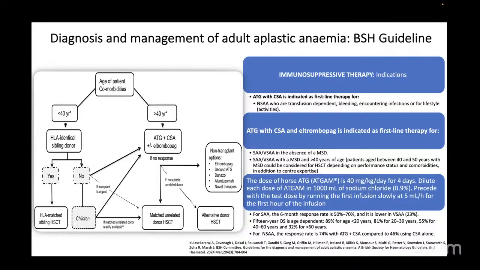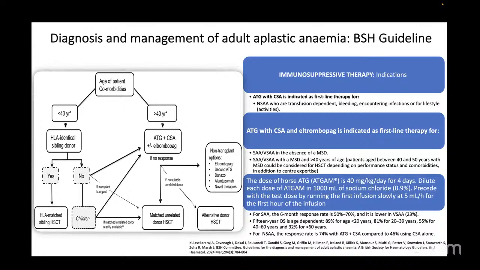The dose of ATGAM, or the horse ATG, ideally is recommended to be 40 mg per kg per day for 4 days, but it can be given over an extended period of 6 to 8 days also if the patient has experienced any allergic side effects, any immunologic phenomena are noticed, or a serum sickness that requires dose interruption has happened. Or it can also be curtailed if there is any life-threatening infection in the patient.